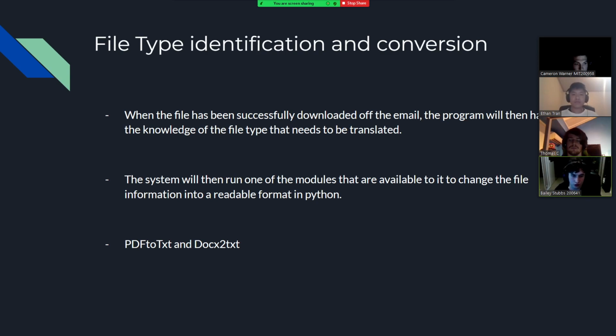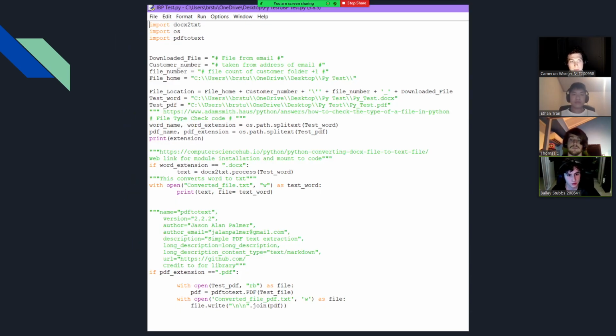So on the next slide, we have a preliminary code that we've written with placeholder information about the downloaded file and the cluster number, which will be taken from the email to be written, and then the file location to be saved for the client's information as well. And then after the file has been downloaded, the program will check the extension and then run one of the corresponding modules due to the extension that was found.